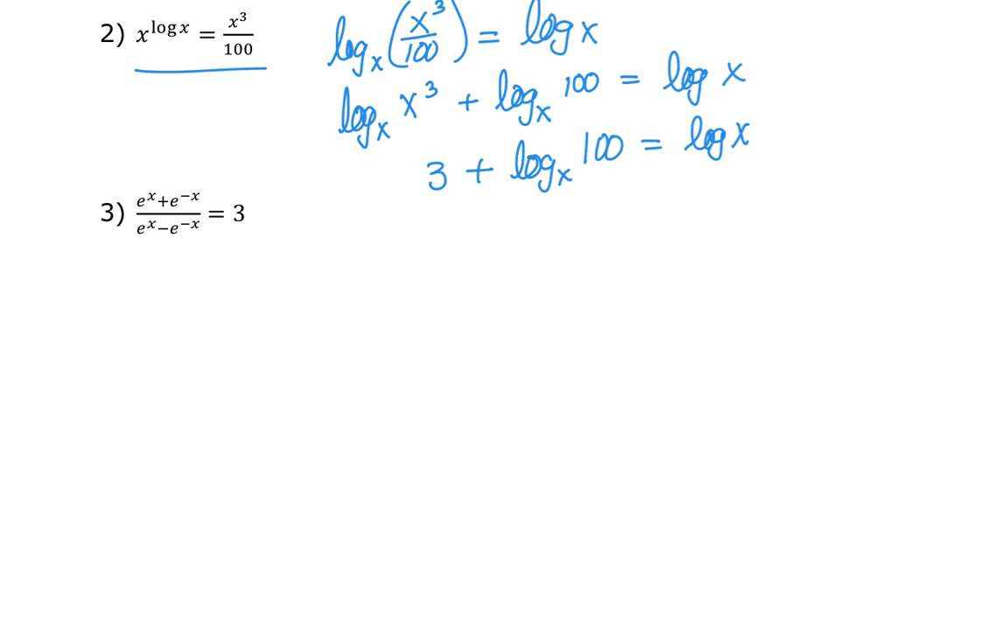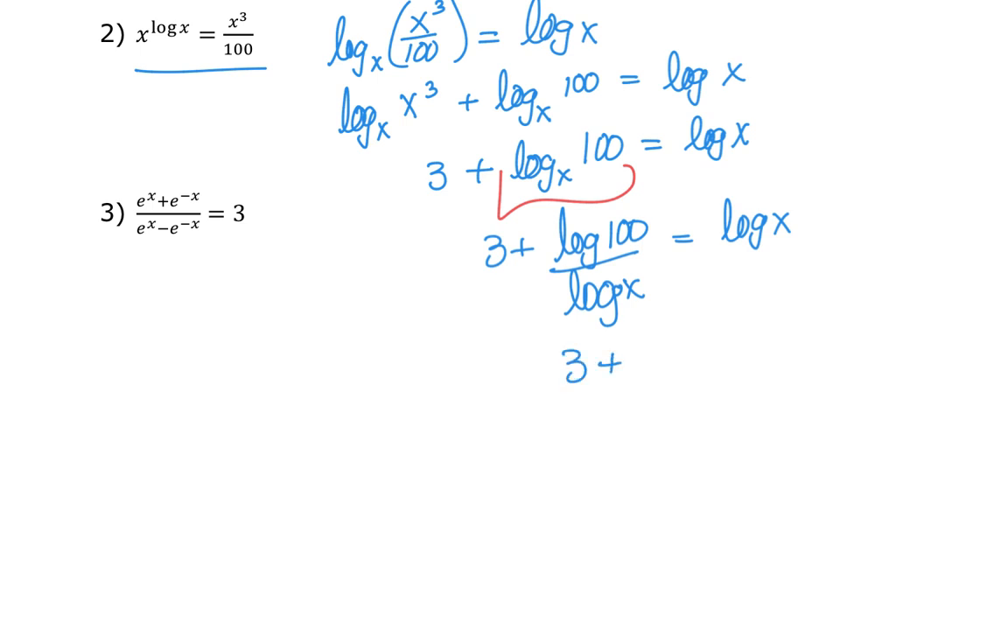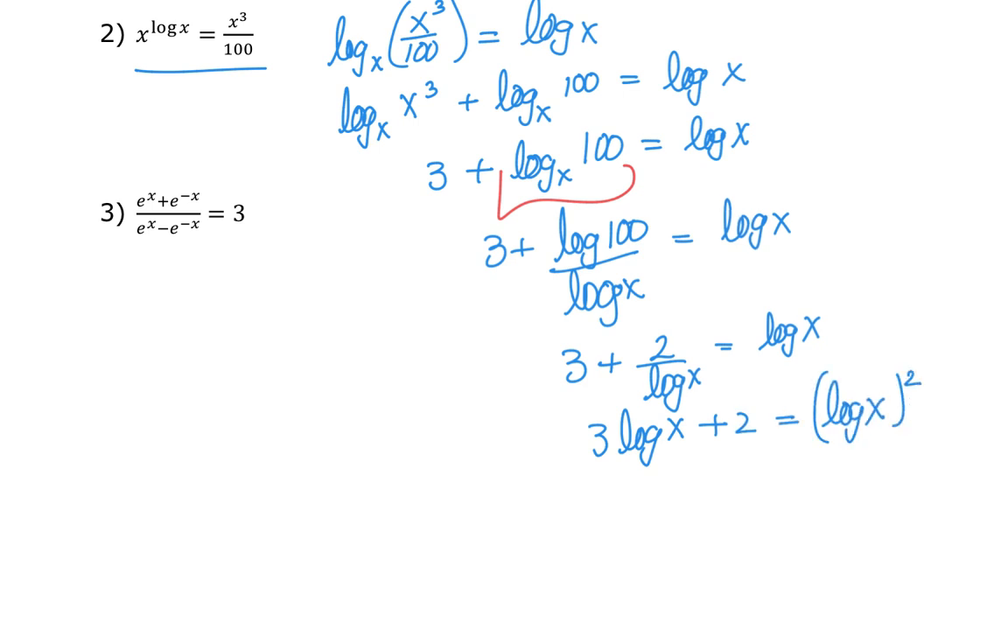I'm going to use the change of base on this. So I'm going to have 3 plus, and the change of base is the log of 100 over the log of x, which is equal to the log of x. This is 3 plus the log of 100, which is 2, over the log of x, which is equal to the log of x. I'm going to multiply everything by log of x. So I'm going to have 3 times the log of x plus 2 is equal to the log of x, the quantity squared.